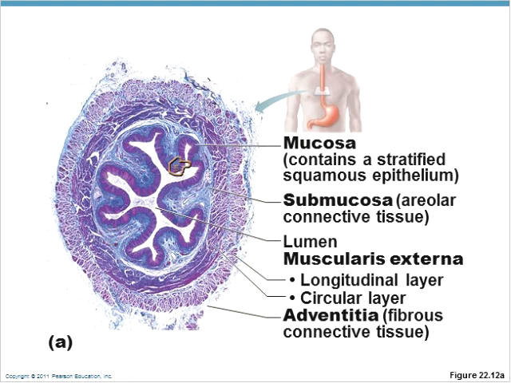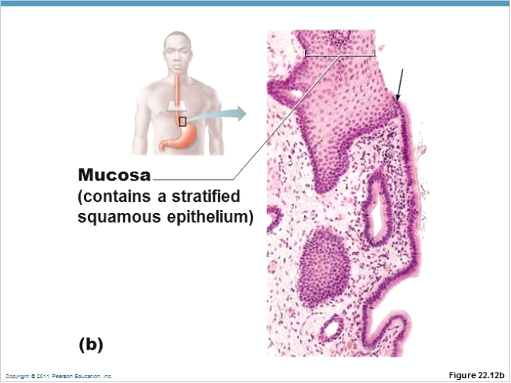Great cross-section of the esophagus. You see the mucosa is located inside. It contains a stratified squamous epithelium. There's a submucosa, which is the areolar connective tissue. There's the lumen, the opening of the esophagus. You see the muscularis externa, which contains the longitudinal and circular layers of muscle, and finally the outside adventitia layer, which is the fibrous connective tissue.